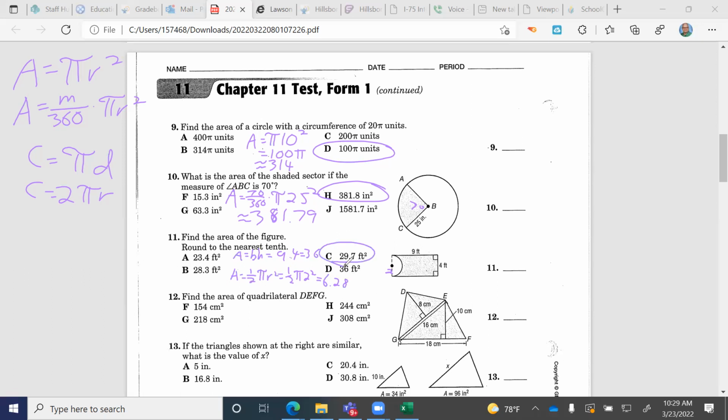Again, we're going to be doing a lot more area as we go along. So tomorrow we're going to start looking at 3-dimensional shapes. And we are going to have to do more area within that section.